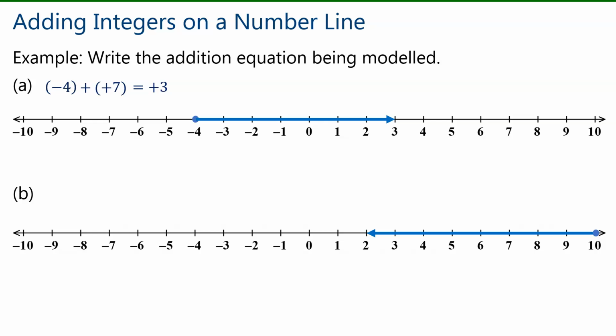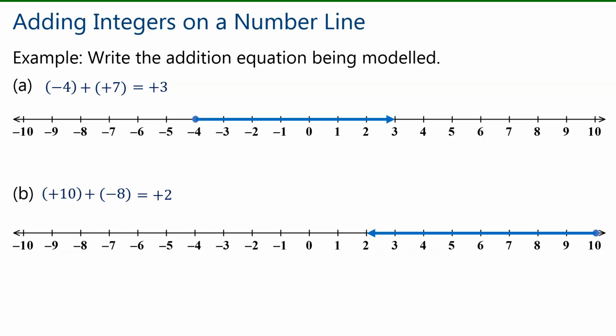Now for B, I notice that it starts at +10, and the arrow is pointing to the left, meaning I'm adding on a negative number here. So if you count the spaces between 10 and 2, that will give you 8. So -8 is being added to +10 here. And what is the answer? +2.